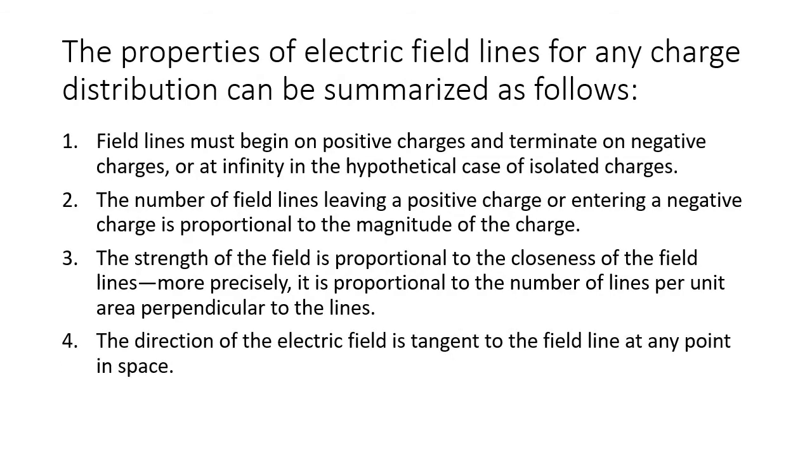3. The direction of the electric field is tangent to the field line at any point in space. 4. Field lines can never cross.